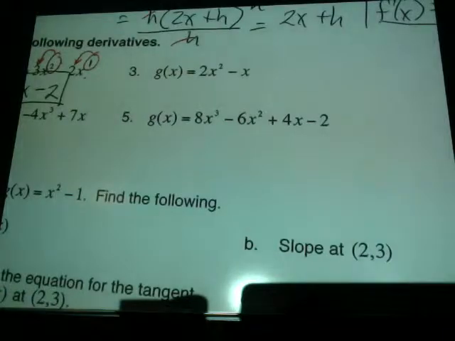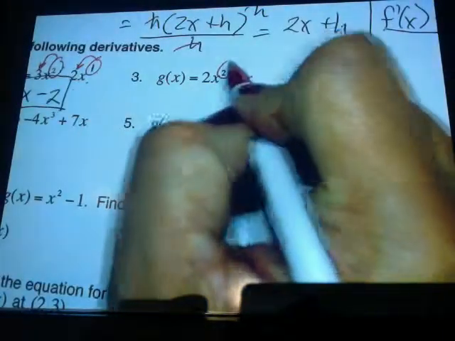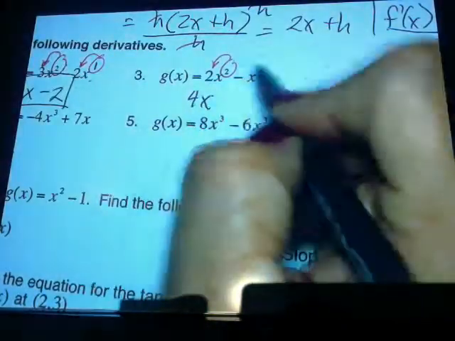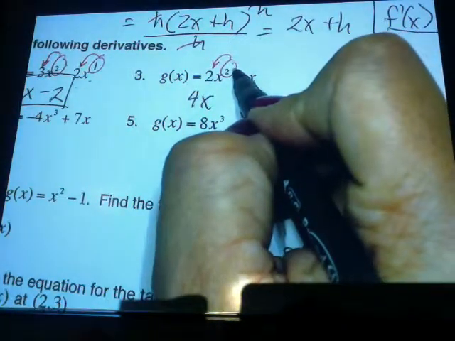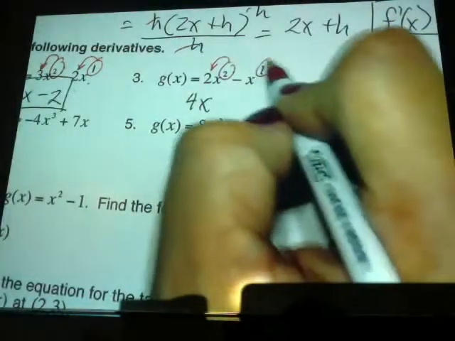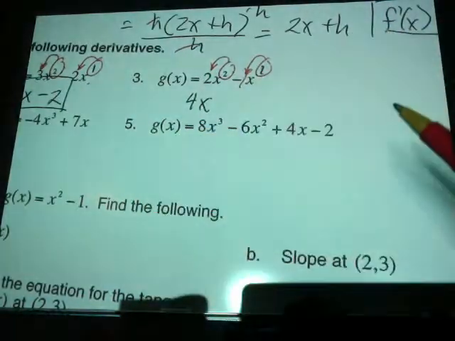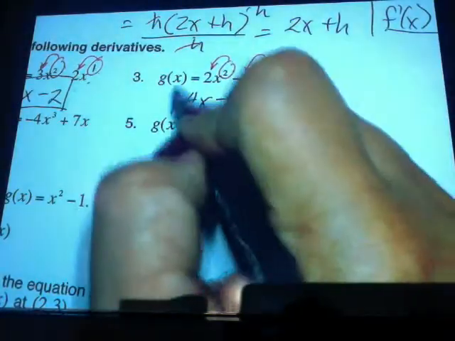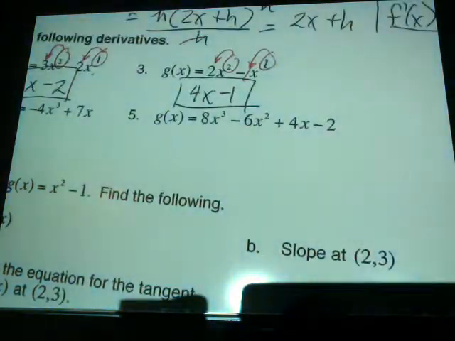And then for this one, same thing. I'm going to take 2, multiply it to the 2. So I get 4x to the first, because I'm going to do 1 less. And then this is to the first. So I'm going to multiply the 1 to, technically there's a negative 1 in front. So we get minus 1 x to the 0. We're not going to write x to the 0. There's your derivative.